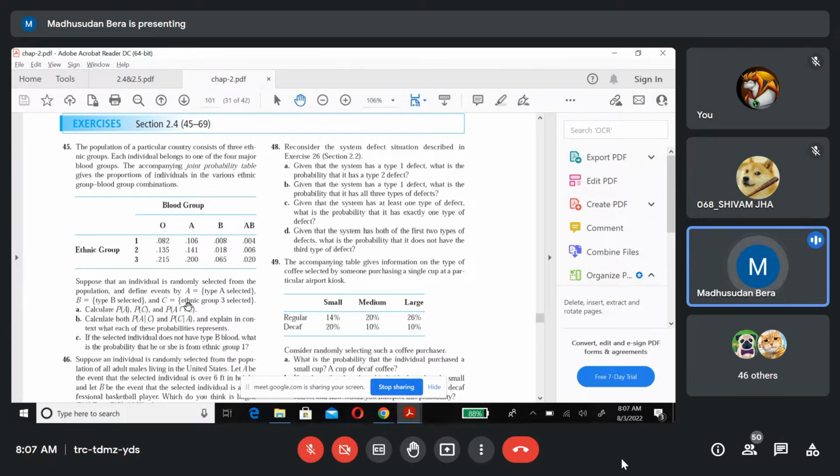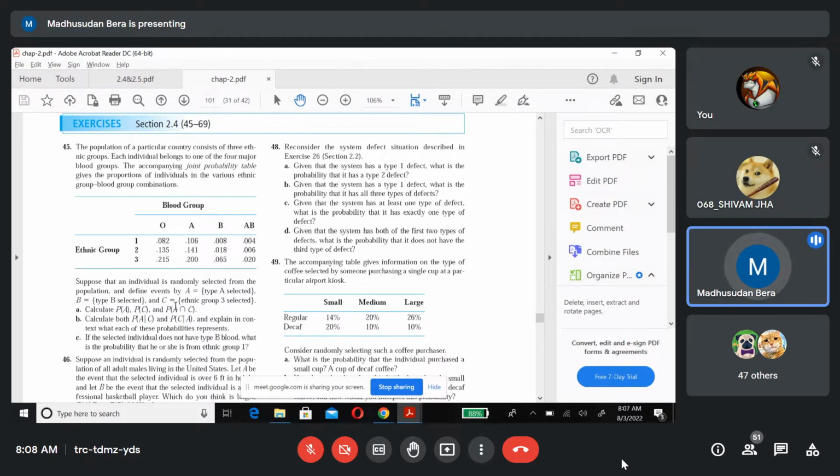P of C. What is C? Ethnic group 3 selected. So if we select group 3, the person belongs to O blood group or A or B or AB. That's why 0.215 plus 0.200 plus 0.065 plus 0.020. That is P of C.